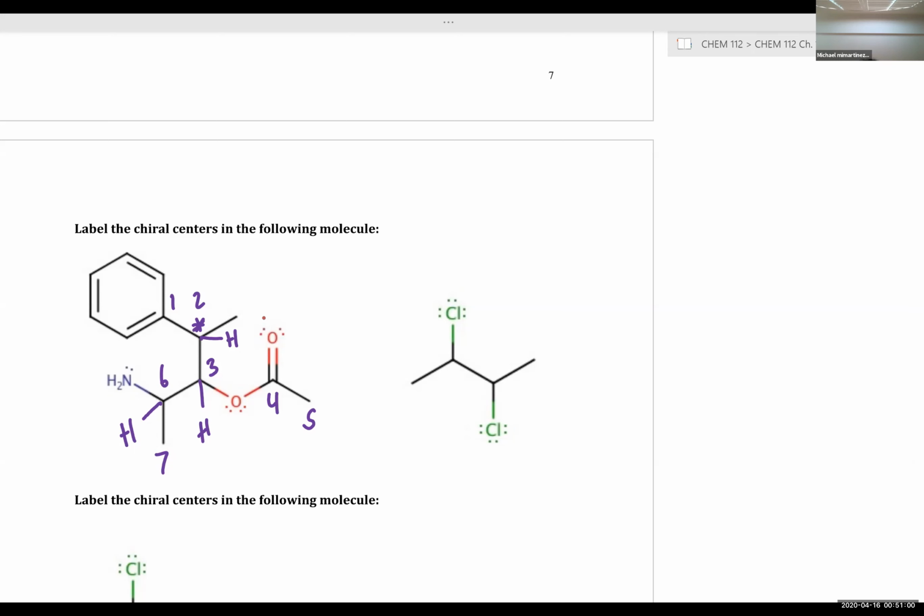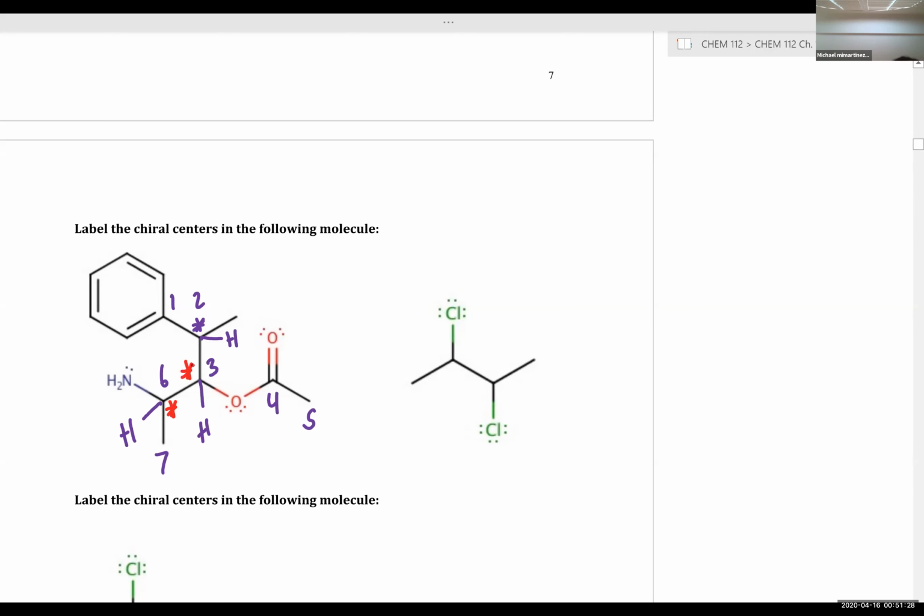I see a lot of people typing 6. 6 is also correct. We have 4 different substituents. Would someone like to explain, so for those who answered carbon 4, are planar carbons typically chiral? Are planar carbons typically chiral? Not really. So we have 2 and 6, and I see a lot of people typing 3.